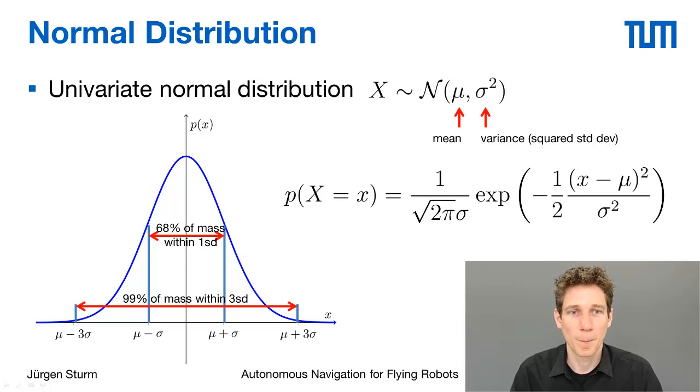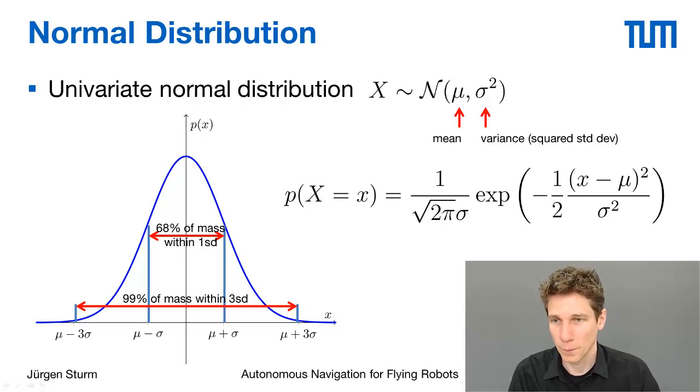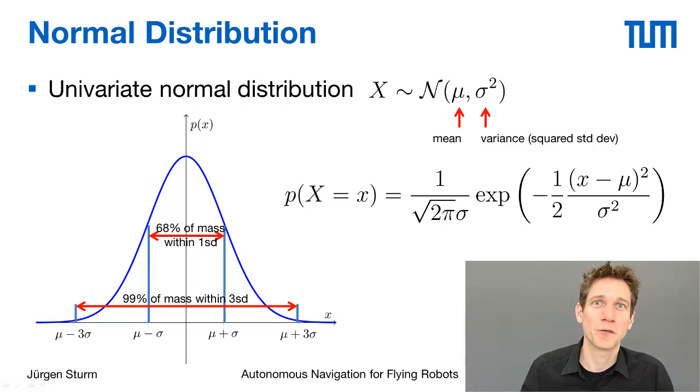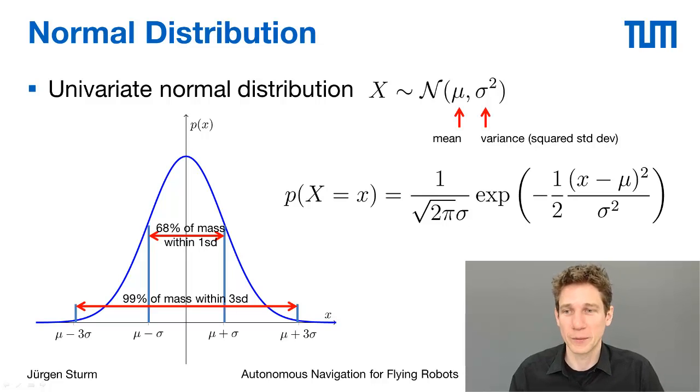And this is then given by this negative exponential, which looks like this bell shape. Now it's interesting to note that the most likely spot always is at the mean of the normal distribution. And the further you go away, the less likely the values become. And just to have an intuitive feeling for what this variance actually means: within one standard deviation around the mean, we already have 68% of the probability mass. And within 3 standard deviations around the mean, we already have 99% of the mass.